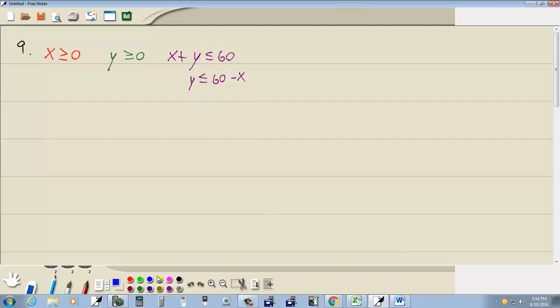More colors. I need blue. Okay, and this one will be y is less than or equal to 2x. Our goal is to maximize z is equal to 250x plus 150y.